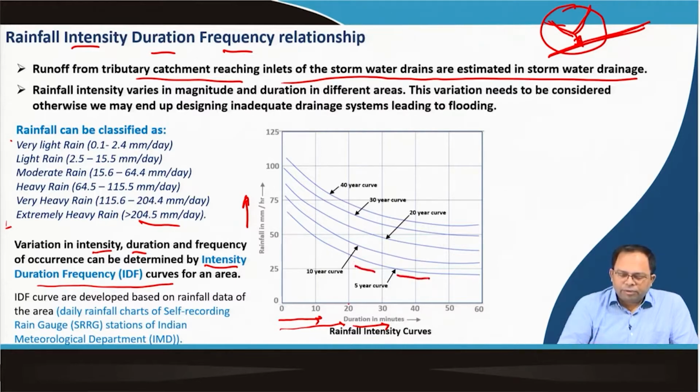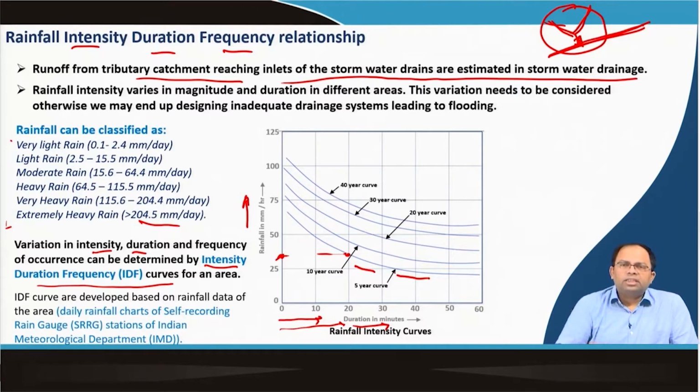So, what is at 20 minutes duration? We can see the intensity is over here, for the 5-year curve. If I take this over here, the intensity is somewhere around 35 maybe, or maybe 30 even. So, this is the intensity of rainfall for a duration of 20 minutes. Why do we consider this? This is the maximum intensity that has been recorded in the 5-year period.